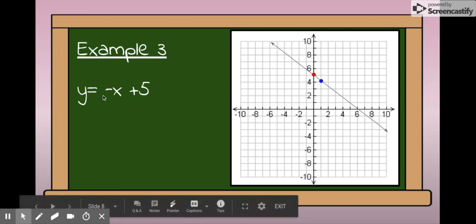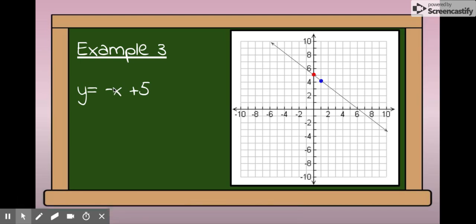Here we have y equals negative x plus 5. Because we don't have a number next to the x, that means our slope is negative 1. So we first graph our positive 5 for the y-intercept, and then our slope is negative 1, which in fraction format is negative 1 over 1. So we go down 1 and we move forward 1.